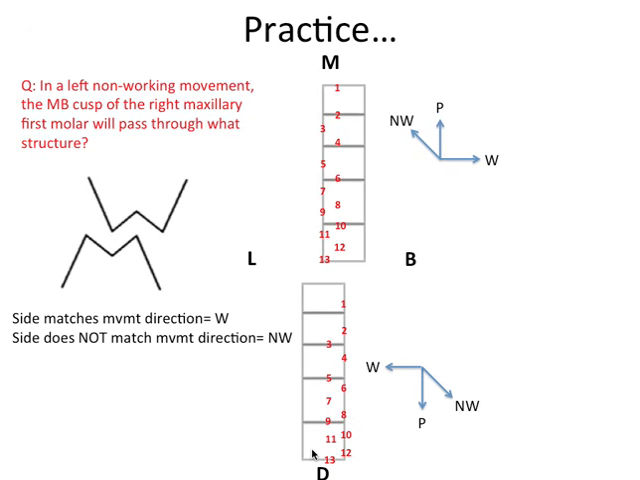In a left non-working movement, the mesiobuccal cusp of the right maxillary first premolar will pass through what structure? So the first thing to do is locate the cusp. Now we're talking about the mesiobuccal cusp of an upper tooth, and you'll notice we don't have those marked in because they're not the functioning cusps. But we can extrapolate where it's going to be.